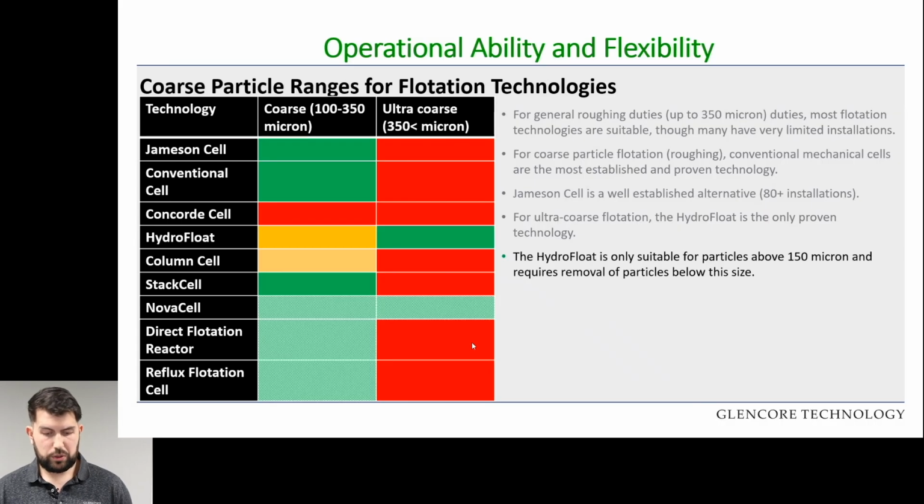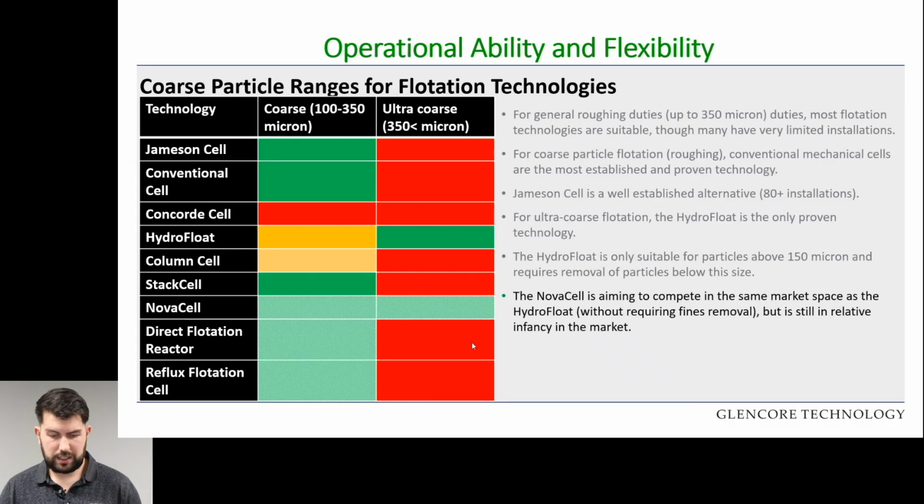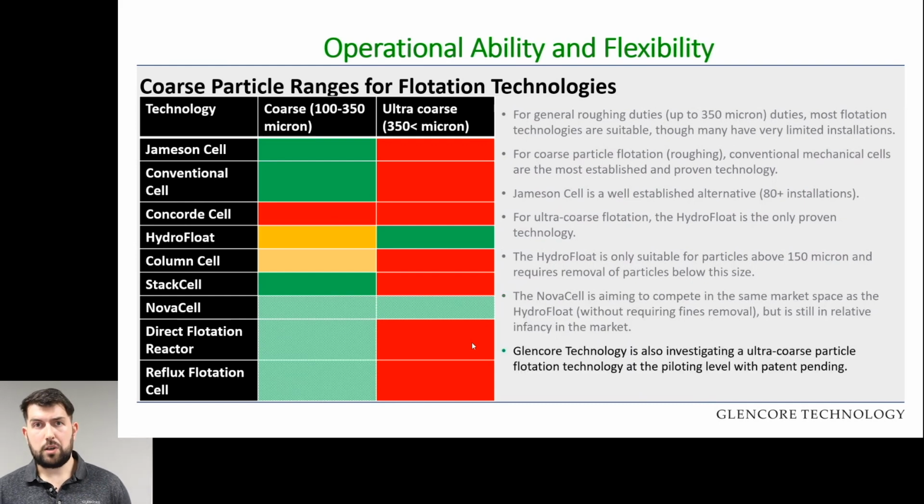However, the Hydrofloat is only suitable for particles above 150 micron, and it does require removal of particles below this size, which does have implications on footprint, water consumption, and capital cost. Now, the NovaCell is aiming to compete in the same market space as the Hydrofloat without requiring that fines removal, but so far it's still relatively inexperienced in the market and does not have any commercial installations as of yet. Glencore Technology is also investigating a coarse particle flotation technology at the piloting level currently.